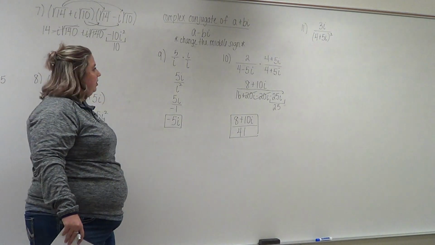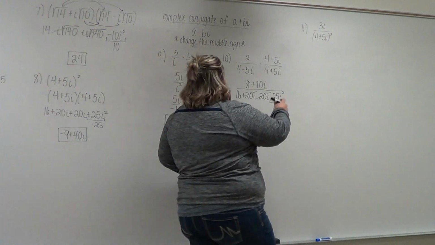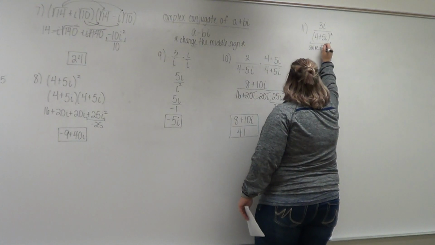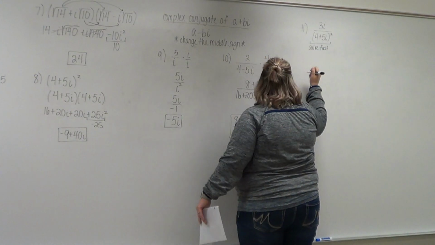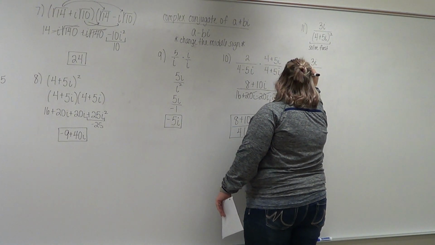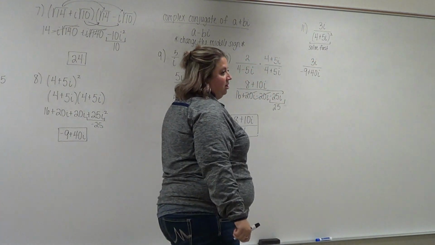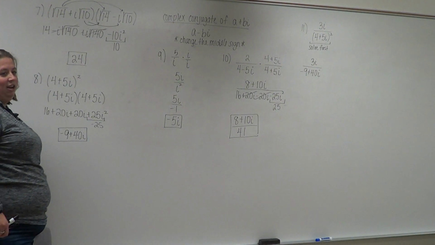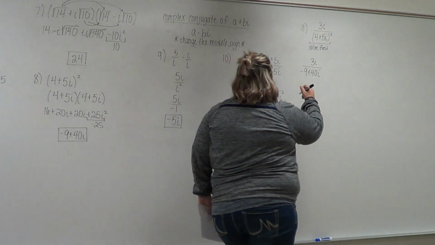Okay? Okay, so if this is a squared, the first thing you're going to have to do is solve this. Well, I purposely did this so you already have it solved so I can skip a step. So this would be 3i over negative 9 plus 40i. Bless you. Okay, so Olivia, what would my conjugate be? Negative 9 minus 40i. Good job.